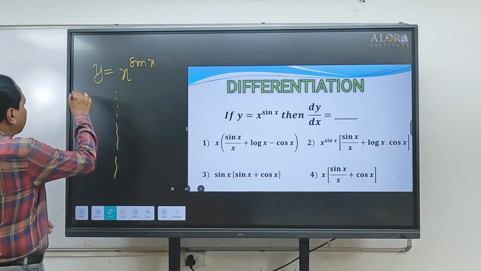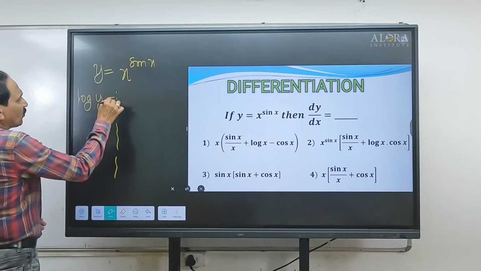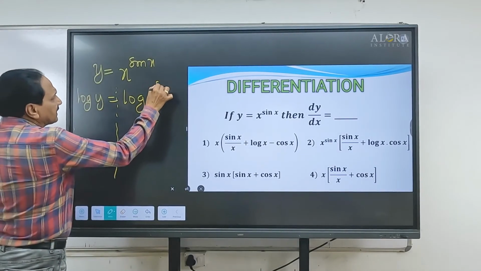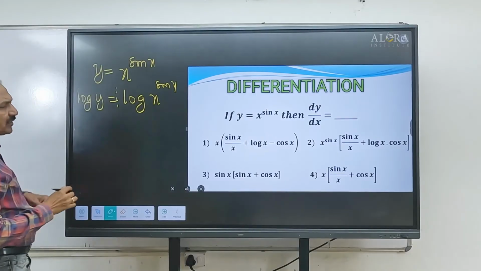In what way? Take log on both sides. Log y equal to logarithm of x to the power sin x. I am just showing you the method here.